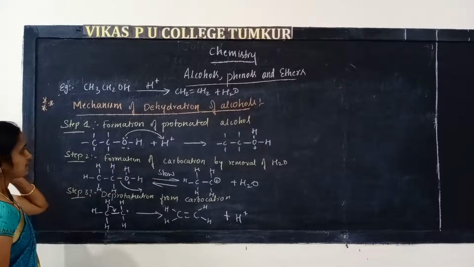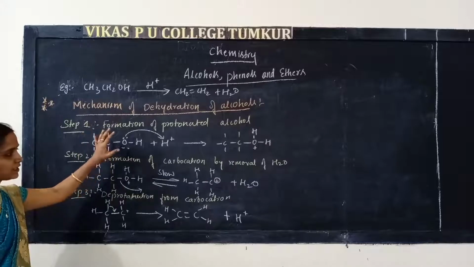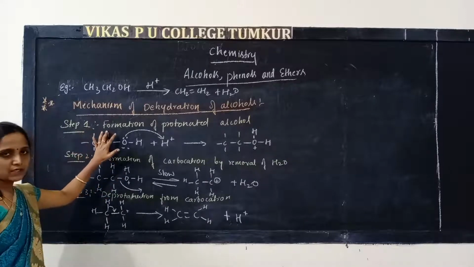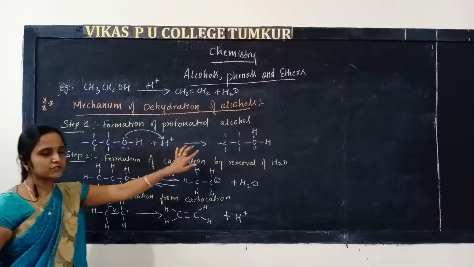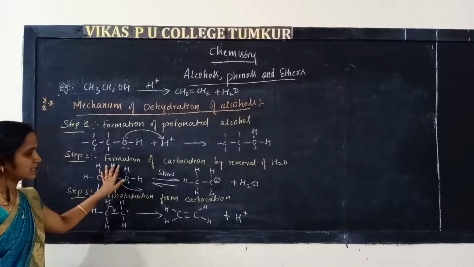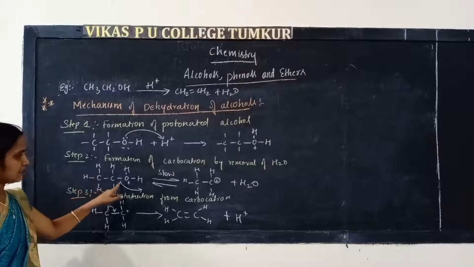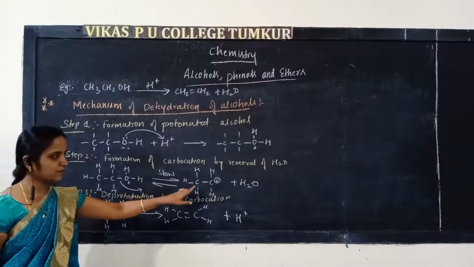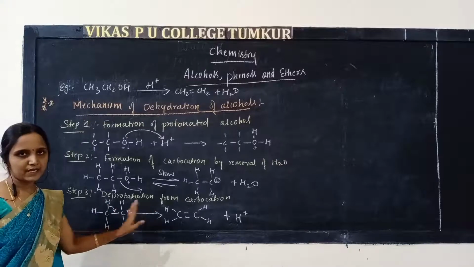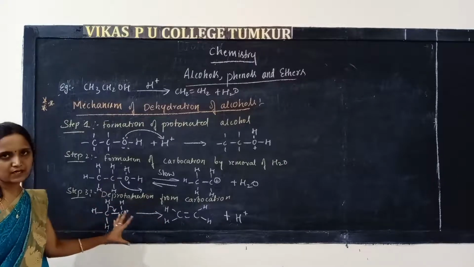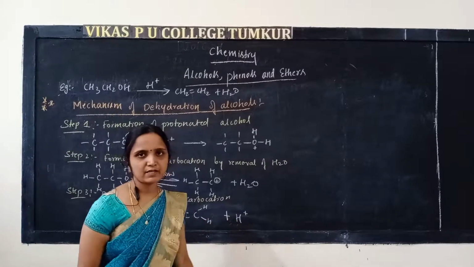The mechanism of this reaction is explained in three steps. The first step is the formation of the protonated alcohol. In the second step, the carbocation is formed by the removal of H2O. In the third step, deprotonation from the carbocation: the removal of a proton from the carbocation forms the alkene, that is, ethene is formed along with the proton.